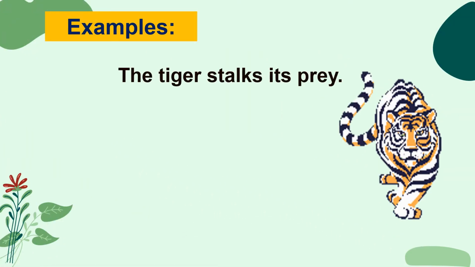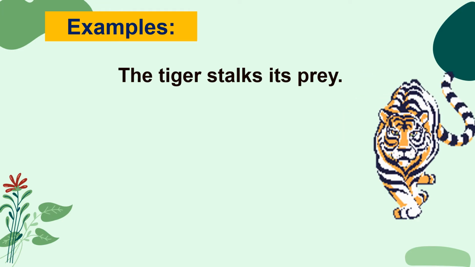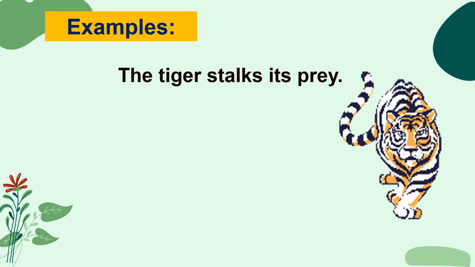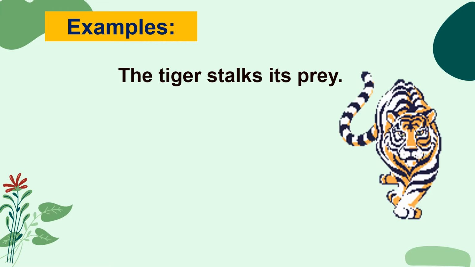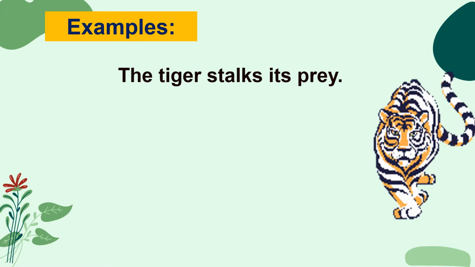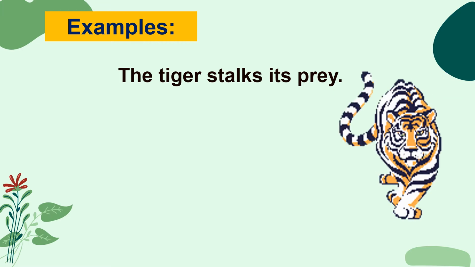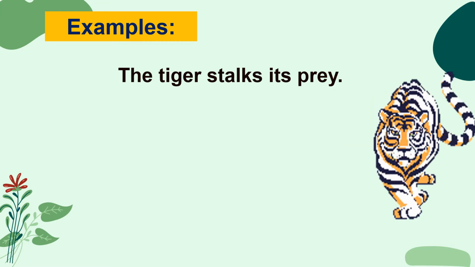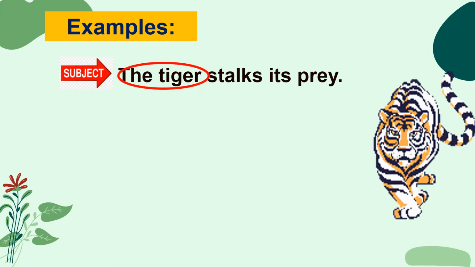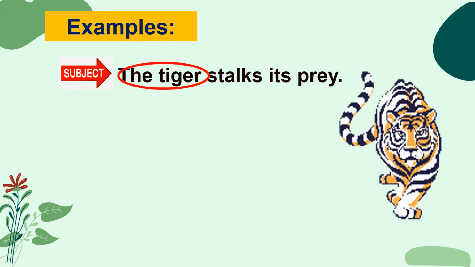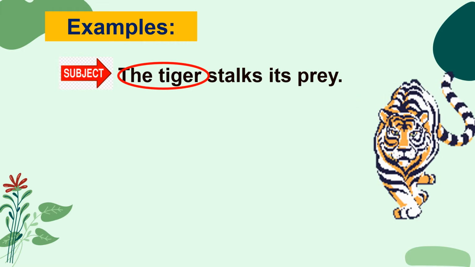Examples. The tiger stalks its prey. So what do you think is the subject here in this given sentence? Remember, the subject is the who or what the sentence is all about. It is the one being described or does the action. If your answer is tiger, then you are correct. Tiger is indeed the subject in this sentence. It's the one stalking its prey.